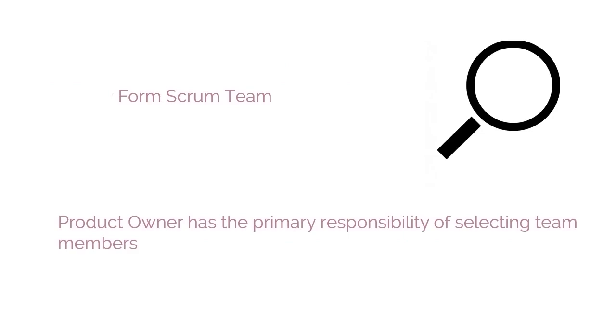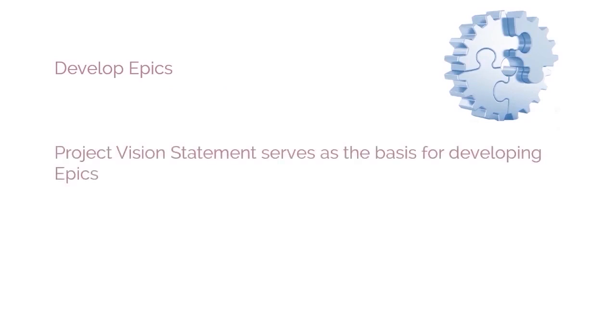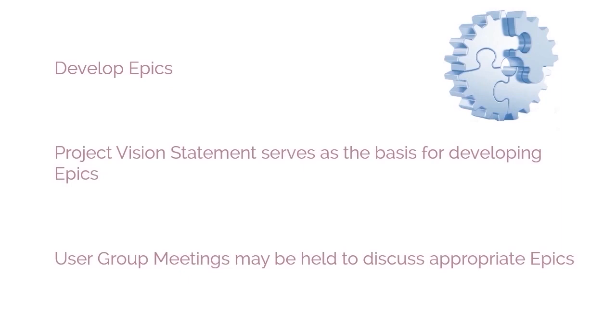The third process is the Form Scrum Team process. In this process, Scrum Team members are identified. Normally, the product owner has the primary responsibility of selecting team members, but often does so in collaboration with the Scrum Master. The fourth process is the Develop Epics process. In this process, the project vision statement serves as the basis for developing epics. User group meetings may be held to discuss appropriate epics.